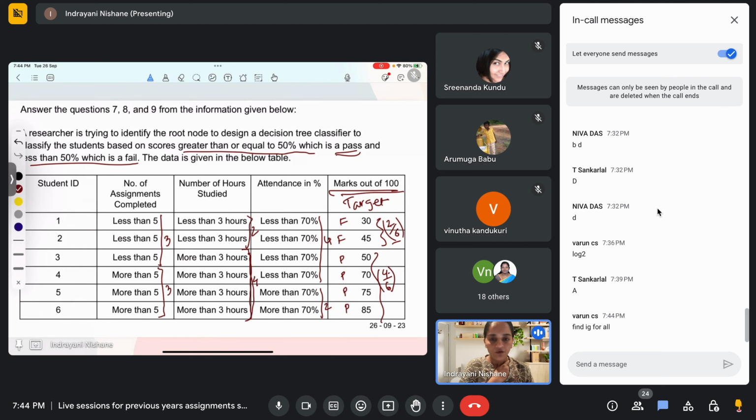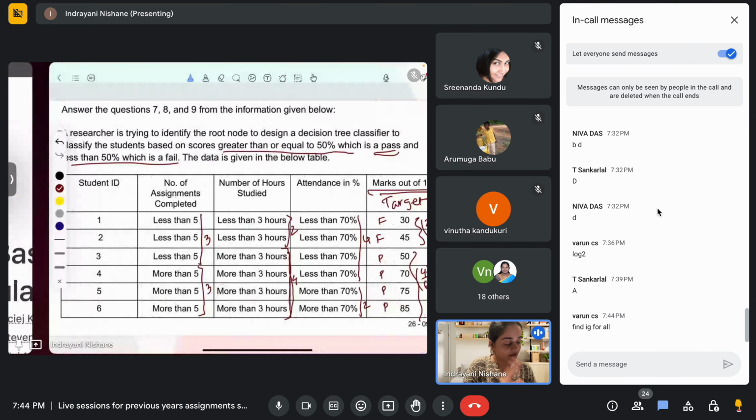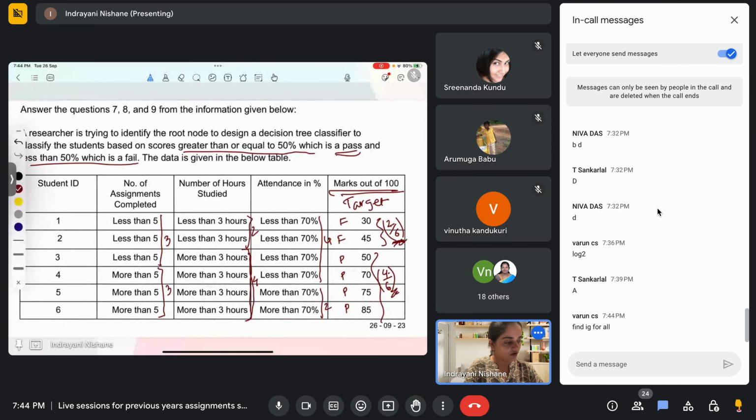So now let us come to this particular thing. Here is the probability of a particular class, pass or fail. What we will do is we will try to find this probability for every class of this feature. Here it was the target feature, and now we have to do it for every feature.